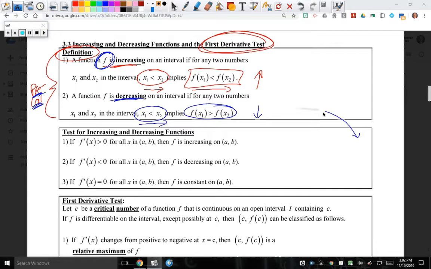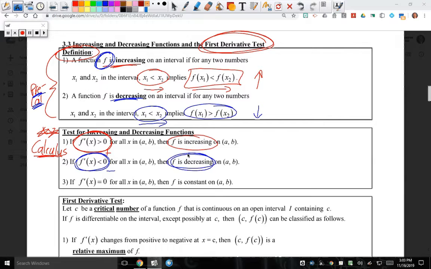So first of all, the calculus interpretation, this is the one we're talking about. The test for increasing and decreasing functions goes like this. If the derivative is positive, then f is increasing. If the derivative f prime of x is negative, then f of x is decreasing. And if the derivative, or f prime of x, is 0, then f is constant. I know that's simple, but look at this.